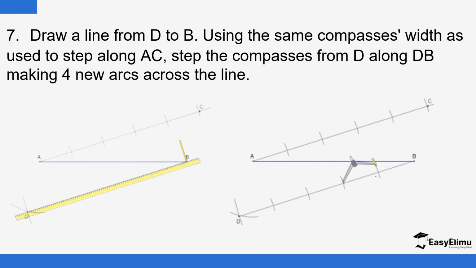Then you use the same measurements to divide the line into a given number of parts. In this case, we are dividing the line into 5 equal parts. So the same measurements are used here, and you're going to divide this into 5 equal parts. Draw a line from D to B using the same compasses width as used to step along AC, that is along this. So those widths are supposed to be the same ones down here.